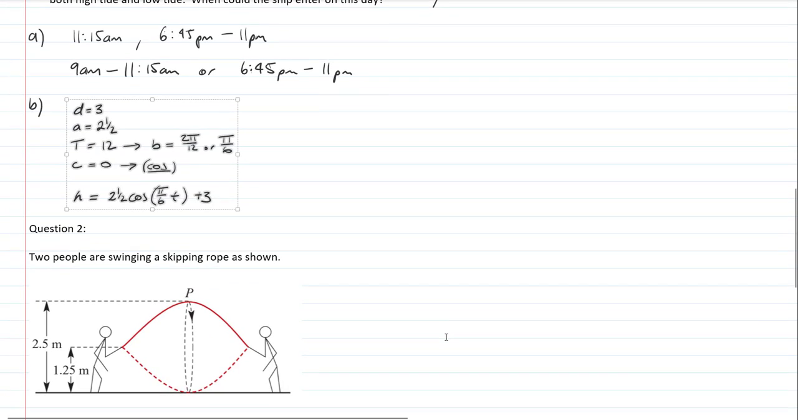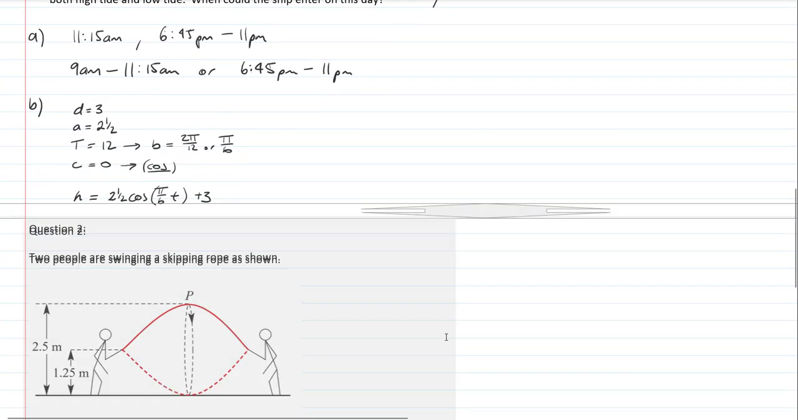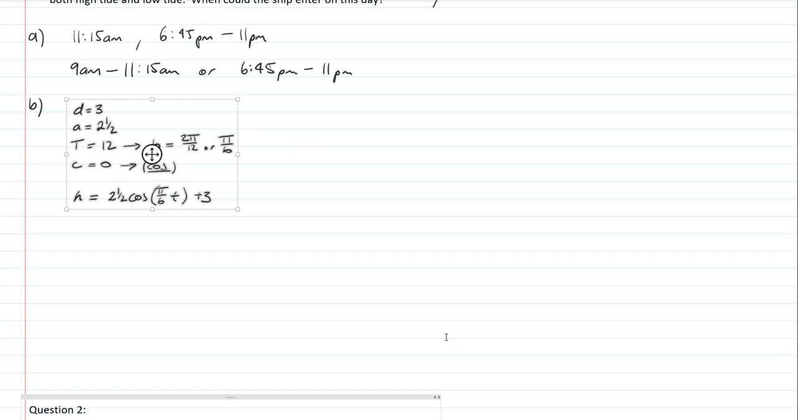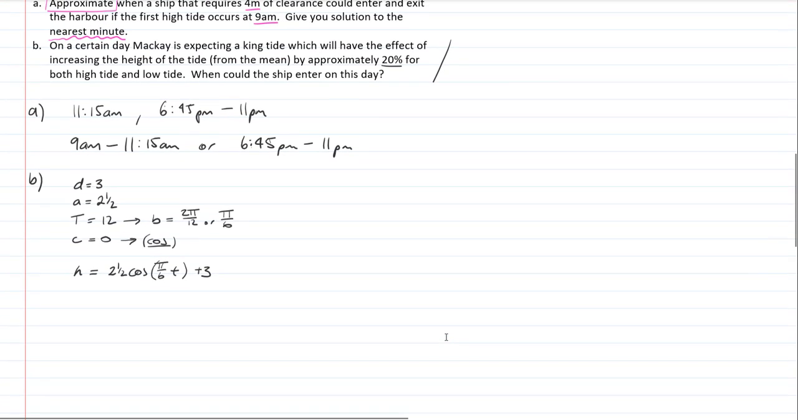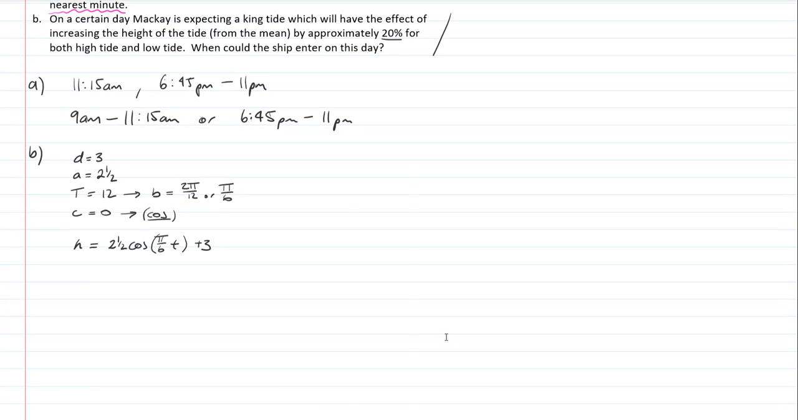And now I'm going to use that function. I've got my second question just hanging about there, so I'll move that. I'm going to use that function, this one here, and I'm going to let it equal 4. But first I have to consider the 20%. Now the 20% away from the mean is going to affect the amplitude. So therefore A will be equal to 1 plus 20%, which is 0.2, times by 2.5, which I can tell you is equal to 3.